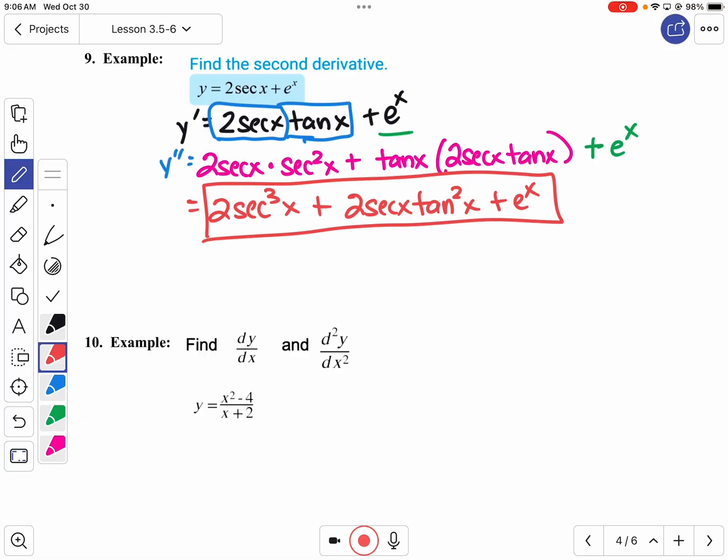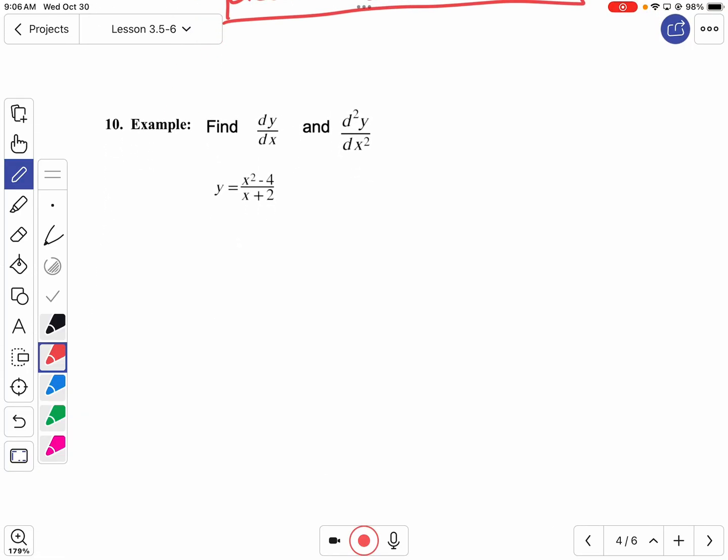All right, so let's walk through number 10. We're going to kind of walk through this one together. The rest of these get a little more complicated. You'll notice I left you a lot of space, because I'm going to start with a quotient. More than likely, it's going to stay a quotient unless I recognize something along the way.